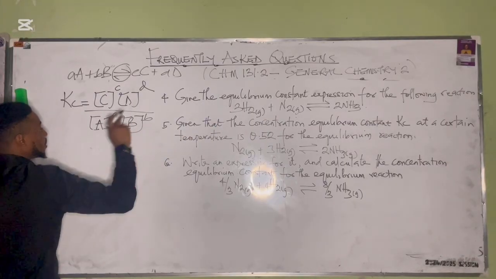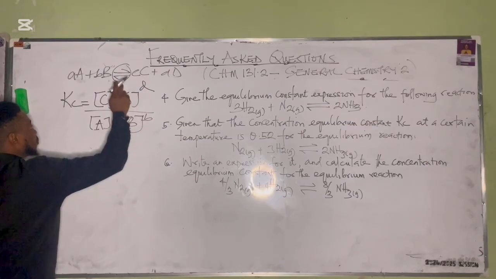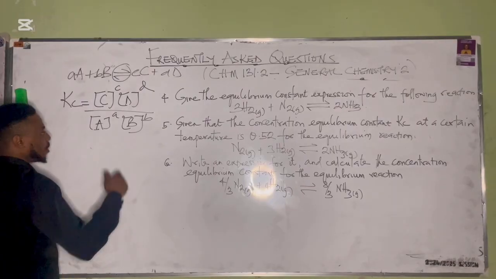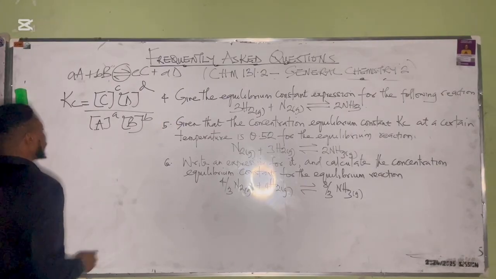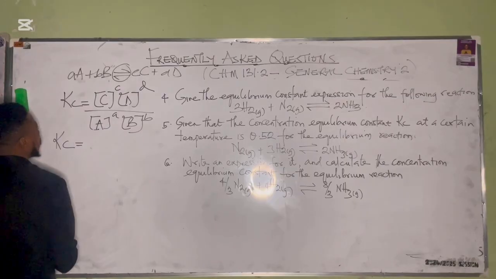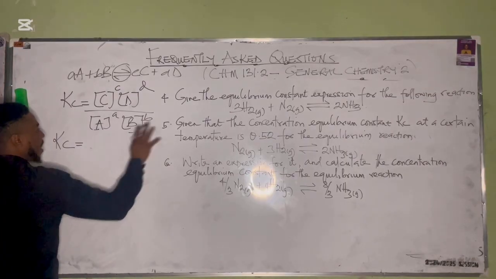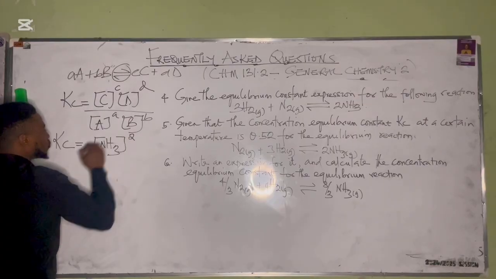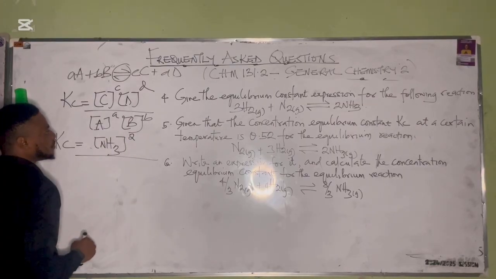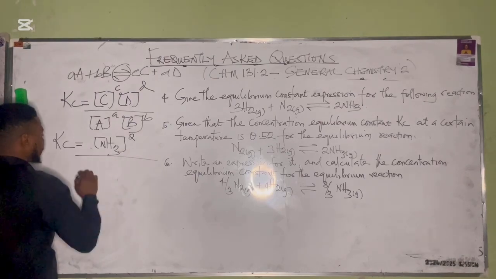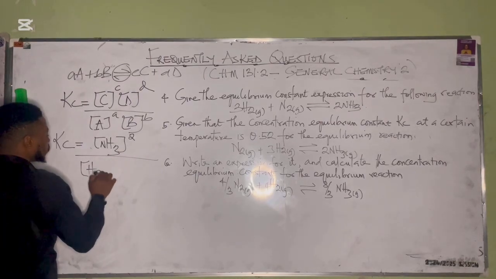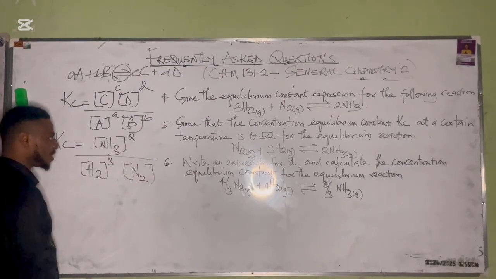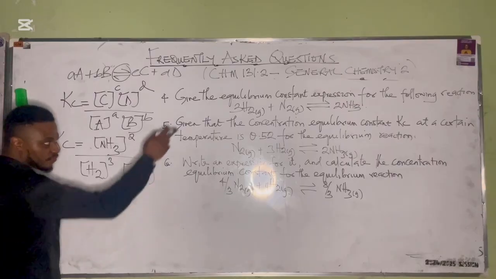So if we are to write the equilibrium constant expression for this, you need to also know that these small letters denote the molar coefficient of the reaction. So it means that Kc here will be equal to your product. We have only one product here, which is NH3, and NH3 has molar coefficient of 2, so you raise it to the power of 2, divided by your first reactant, hydrogen gas H2 raised to power 3, and of course N2 raised to power 1. There's no need writing 1 here. So this is the equilibrium constant expression for that reaction.